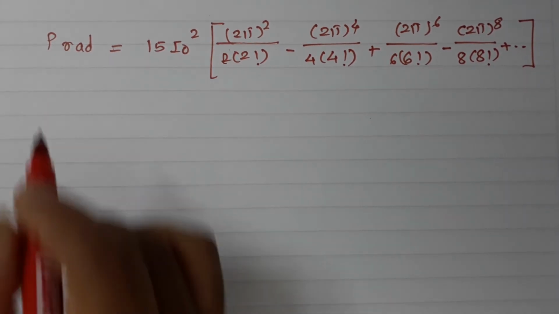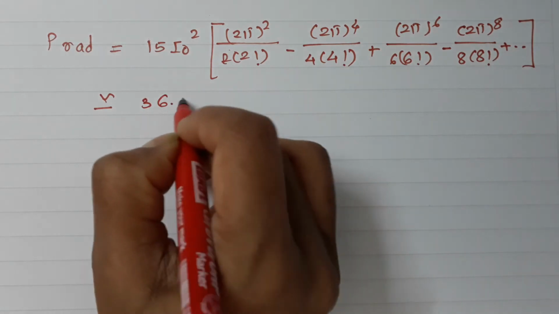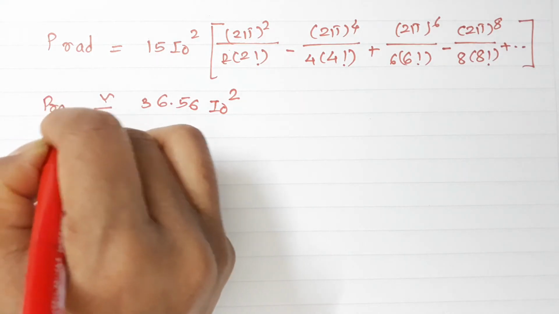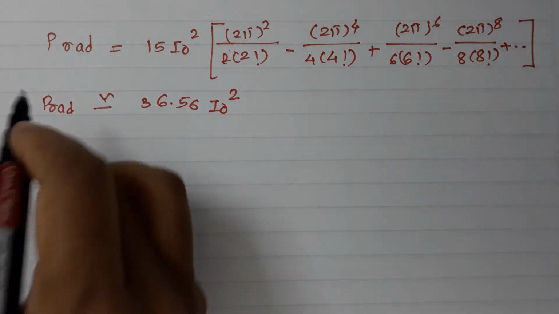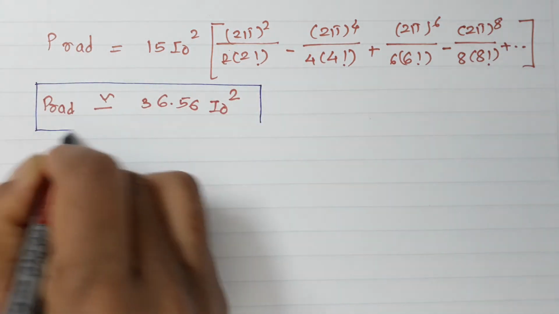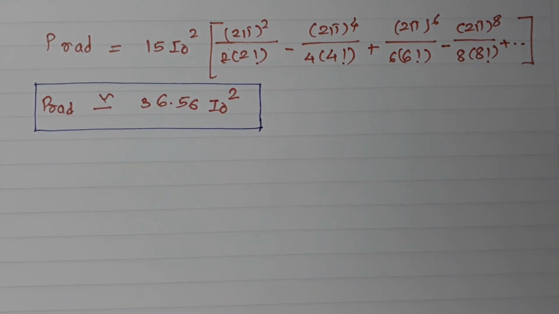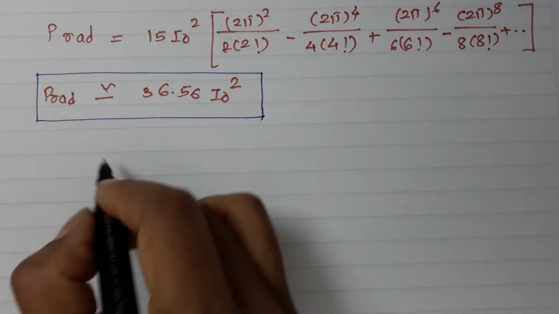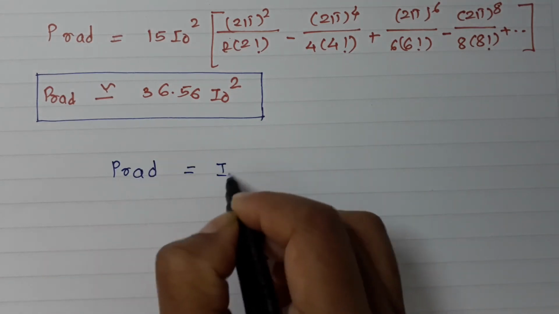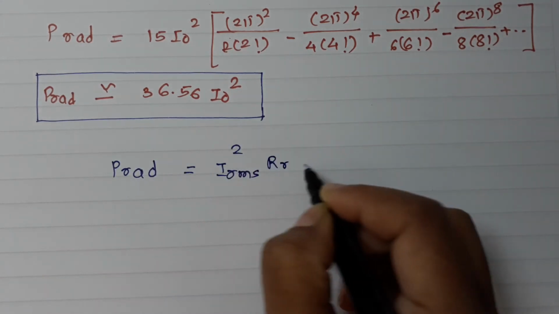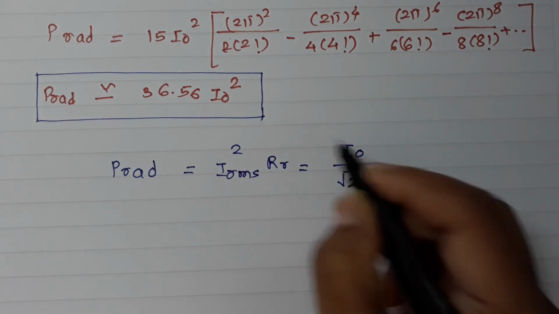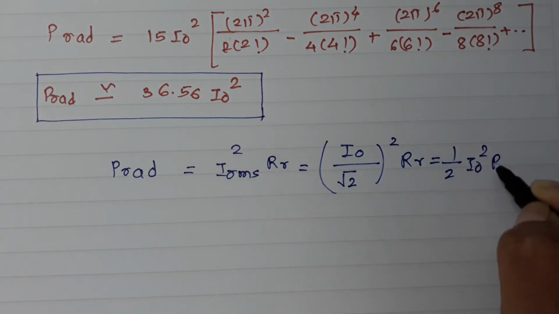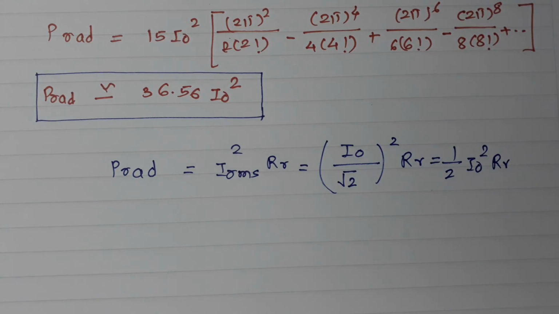we have already taken integration term by term. So this will become 36.56 I0 square. So here I can write the P radiated is approximately equal to 36.56 I0 square. Now next one is nothing but the power radiated can also be expressed in terms of the radiation resistance. So how do we write the radiated power? P radiated is I RMS square RR, which is nothing but (I0 by root 2) square RR, 1/2 I0 square RR.